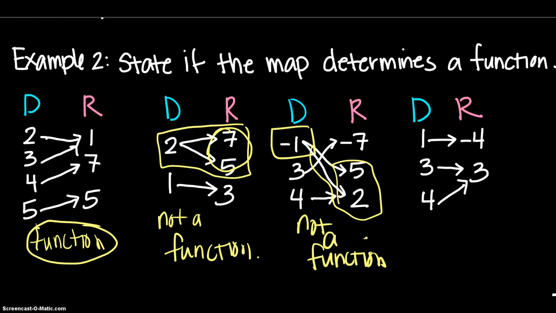Okay, so let's look at the last one. 1 goes with -4, 3 goes with 3, 4 also goes with 3. Because every value in the domain has only one R assigned to it, this one is a function. So let's go down. Okay, that's it. That's how you figure out functions.